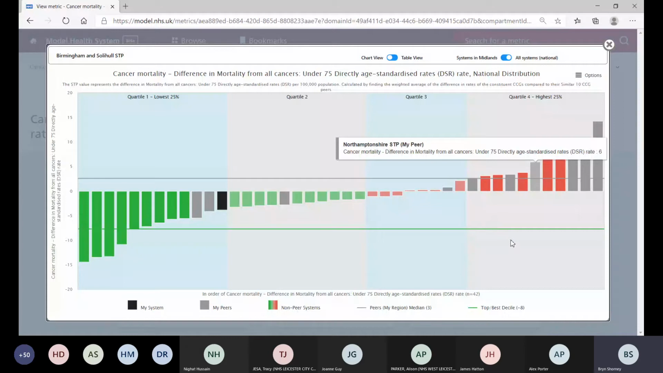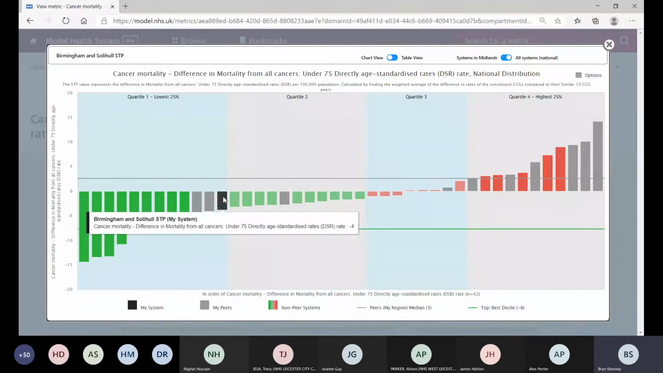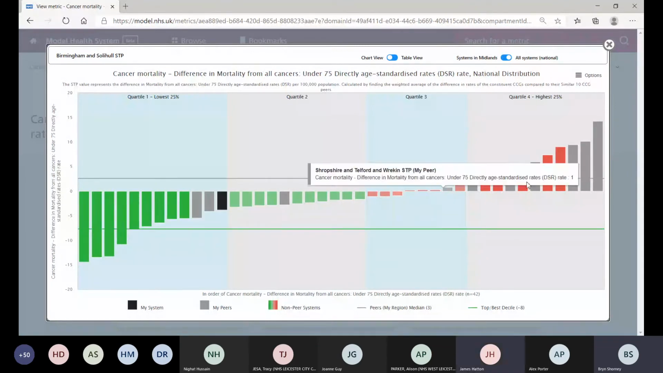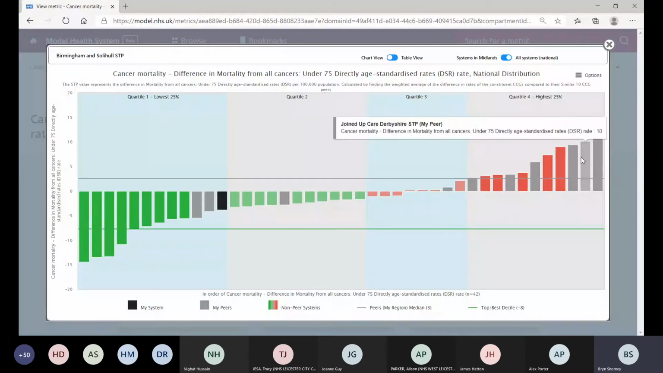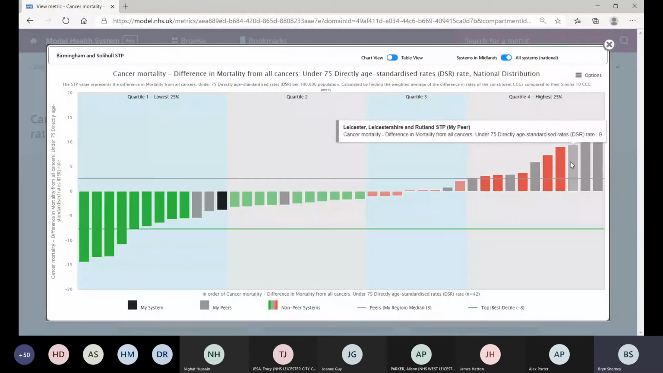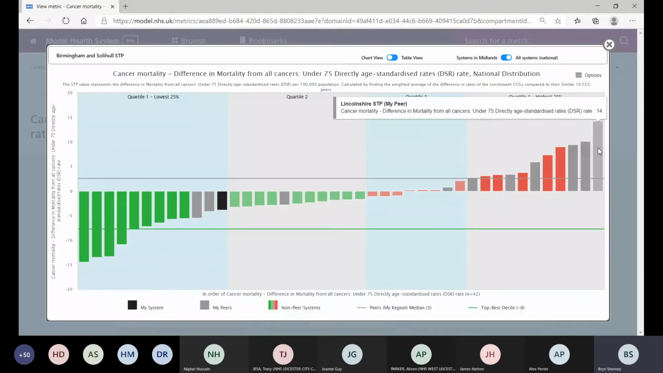CCGs. So again, you can see there that Birmingham and Solihull have a better mortality rate compared to similar peers, and you can see there that some of the other STPs within the region have actually got much higher mortality rates.